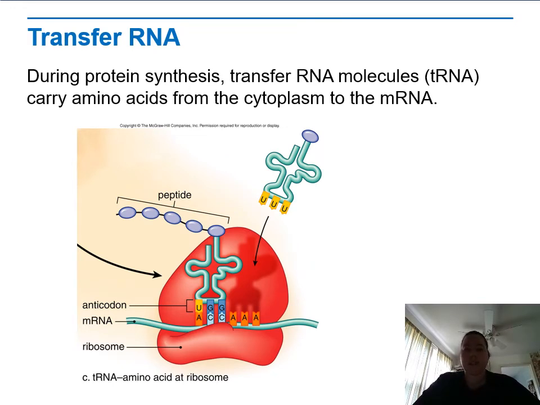So during protein synthesis, the tRNA is carrying the amino acid out from the cytoplasm to match up with the mRNA on the ribosome. And it's the tRNA matching up with the mRNA that's going to make the difference. That's where the genetic code is, and that's where the amino acids actually get identified.